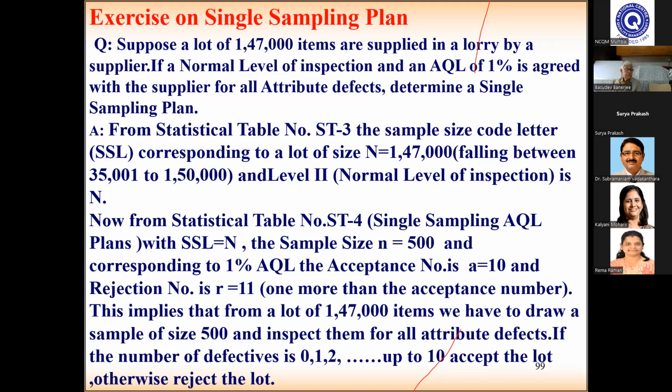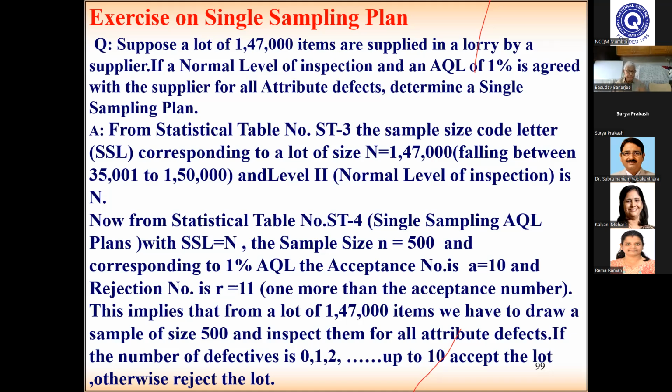So this is what he's talking about next. Now from statistical table ST4, single sampling AQL plan with SSL equal to N, the sample size n equal to 500 and, corresponding to 1% AQL, the acceptance number A equal to 10 and rejection number R is 11. One more than the acceptance number because it's a discrete case.